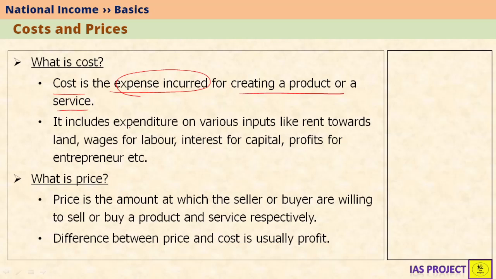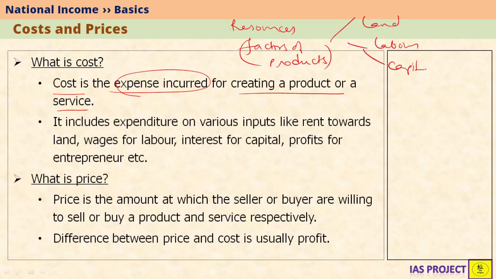It includes expenditure on various inputs. Inputs are nothing but resources or factors of production. We know that there are 4 factors of production: land, labor, capital, and enterprise or entrepreneurship. So, cost includes expenditure on various inputs like rent for land, wages for labor, interest for capital, and profits for entrepreneur. So, all these together is called as a cost.